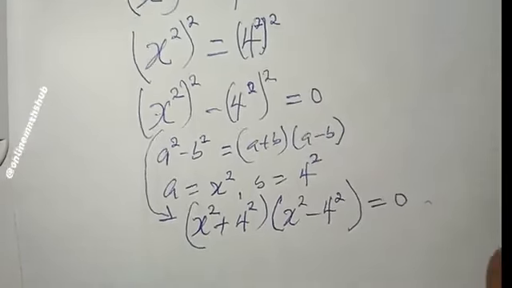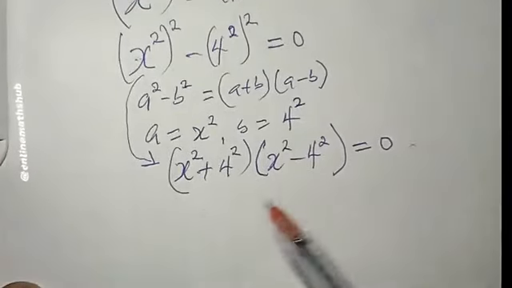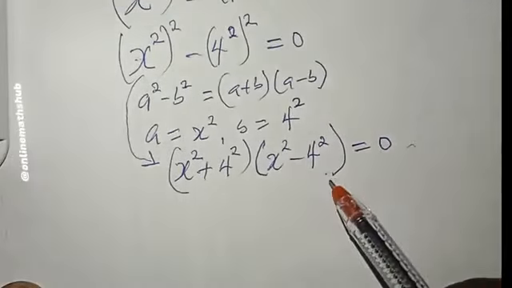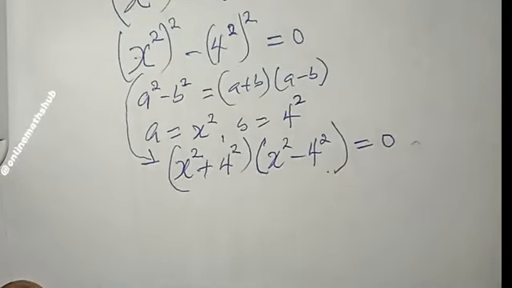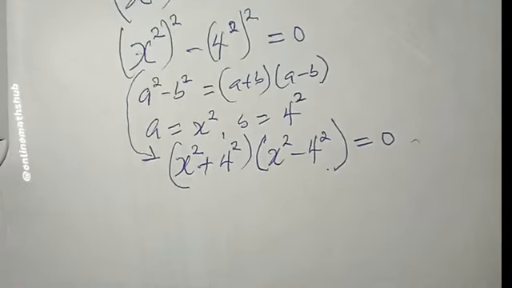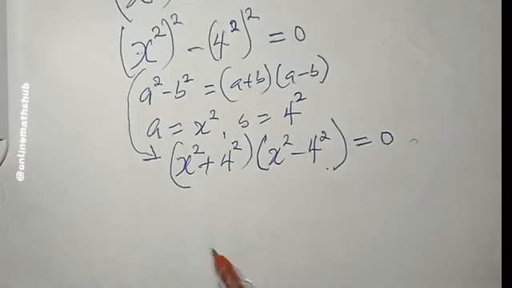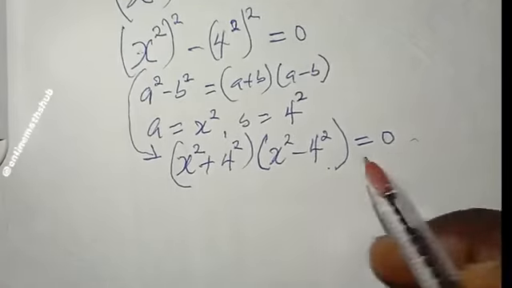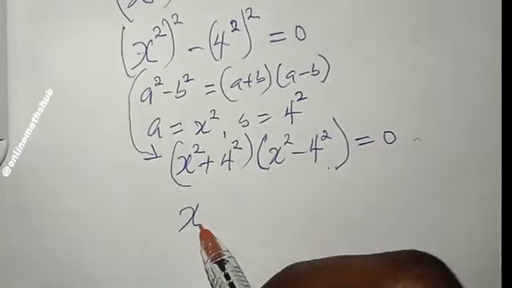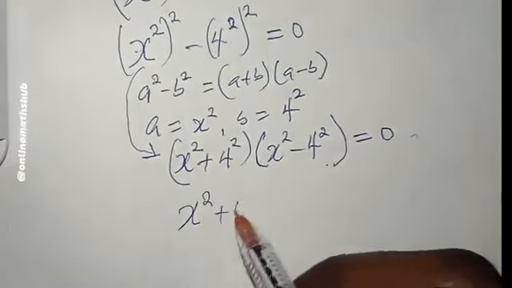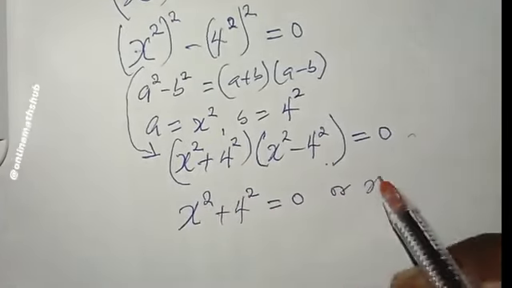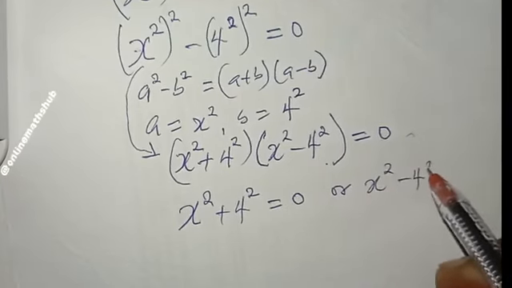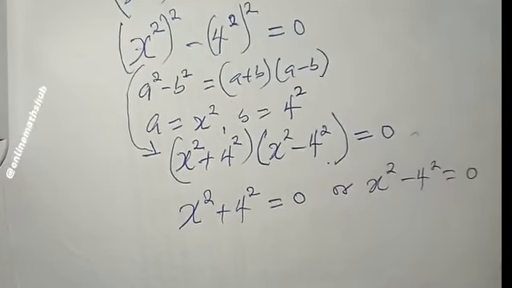And so what we're going to be using to simplify further here is actually the zero product rule, which basically says that when the product of two or more terms is equal to 0, you can guarantee that either one of the terms is equal to 0, or all of the terms are equal to 0. So here this implies that it's either x squared plus 4 squared is equal to 0, or x squared minus 4 squared is equal to 0.